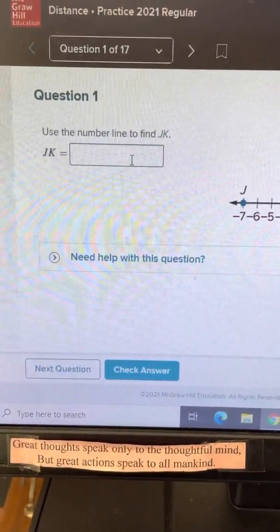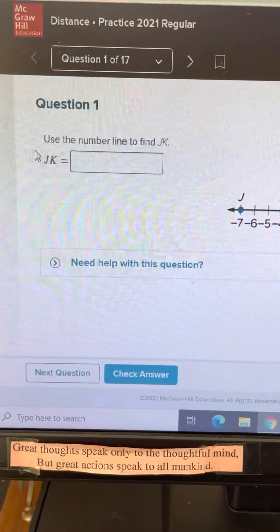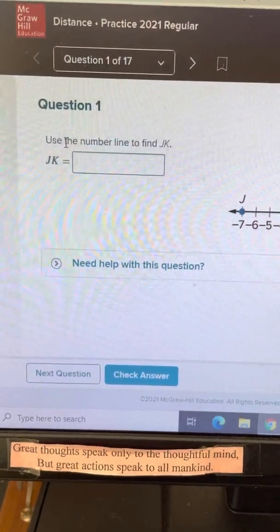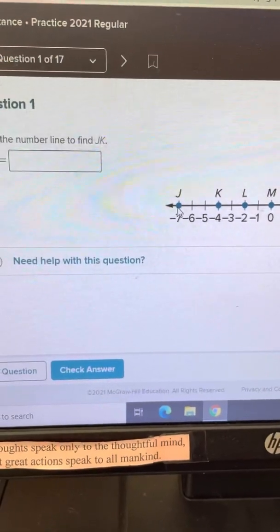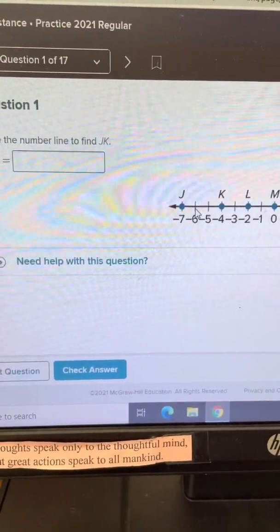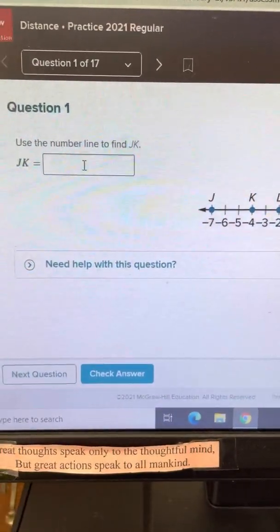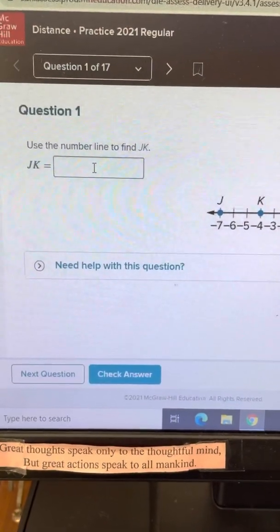I'm going to go through the odd ones with you, taking a look at this first one, question 1. Use the number line to find JK. So we're going to go JK and we're just going to count 1, 2, 3 units. And so that would be 3 right there. So for number 1, we'd have 3.